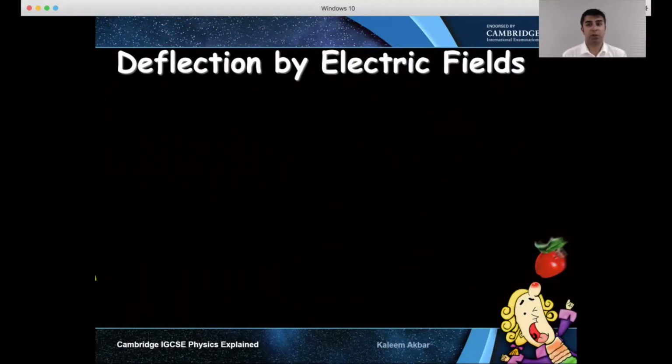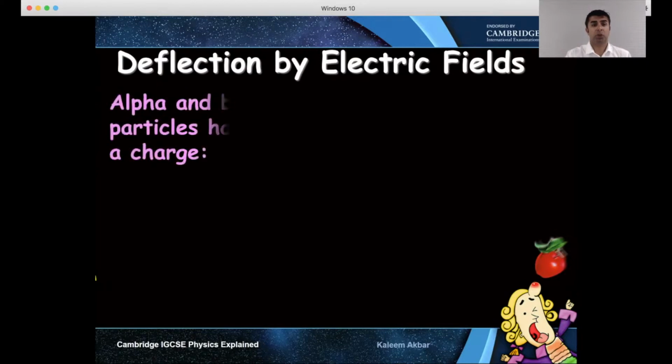So continuing with radioactivity, we're going to look at deflection of alpha, beta, and gamma within an electric field. Now, what do we mean by deflection? We mean changing its original course of direction. So, for example, beta and alpha have charges. Alpha we know is positively charged and beta is negatively charged.